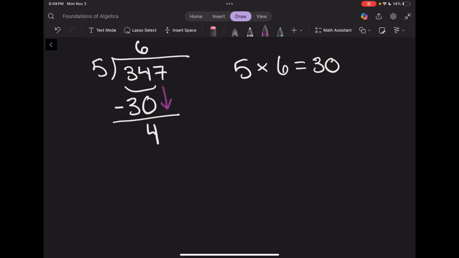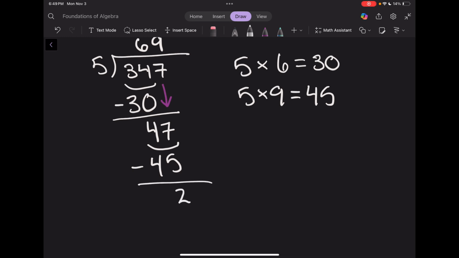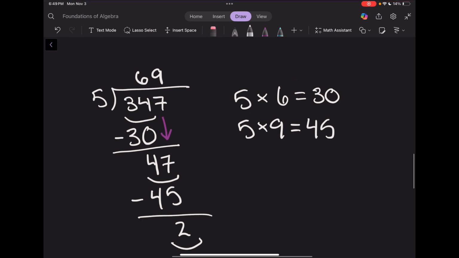And we bring down this 7. Now 5 can't go into 4, but it can go into 47. 5 times 9 is 45. So we're going to put the 9 up here. We're going to subtract here, and we get 2. Now, we don't have anything else to bring down. We simply have to put 5 into 2, but we can't do that. So then what happens is we have a remainder of 2.